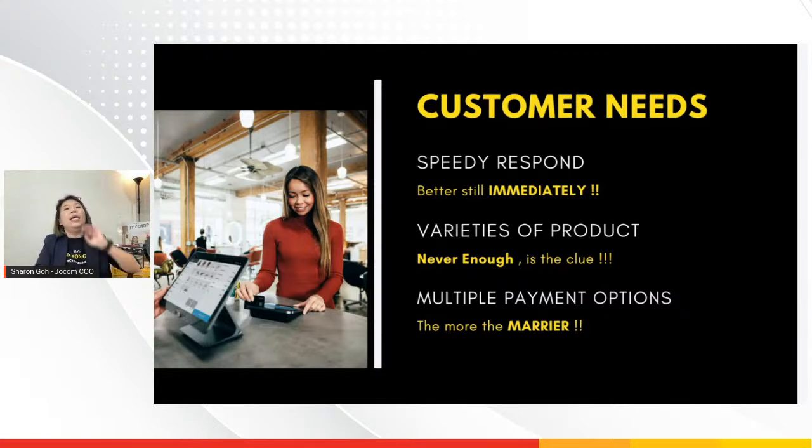Because the more options you have, the happier your customers will be to buy from you. Some customers like Grab, some like Touch 'n Go, some like Boost, some like Zack City. There are different kinds of customers out there. I have my preference also, but I cannot say here. So the clue word here is the more the merrier.